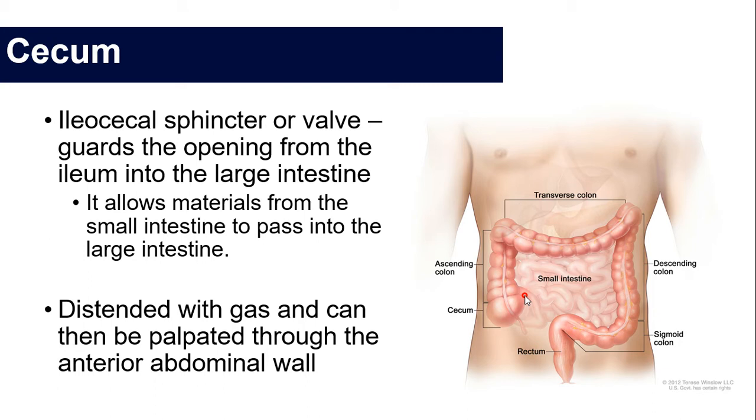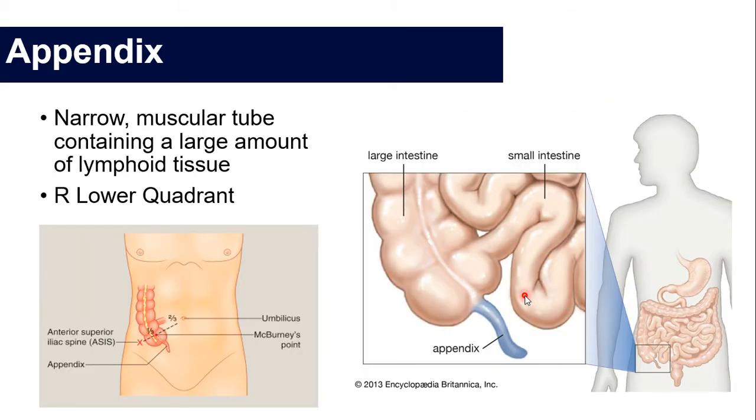This function allows materials from the small intestine to pass into the large intestine. Aside from that, the cecum is sometimes distended because of gas and can be palpated through the anterior abdominal wall. As we mentioned earlier, there is a twisted coiled tube measuring about 8 centimeters in length called your vermiform appendix or the appendix.